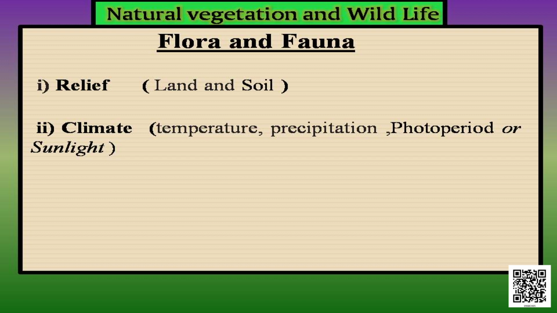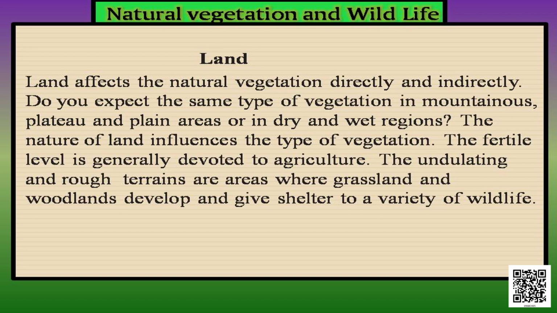Let us start with the relief features, that is the land and its soil. The type of land influences the type of vegetation, such as the flat and level land, which is fit for agriculture. Whereas the undulating and rough land has grasslands and woodlands, etc., and mostly shelters a rich variety of wildlife.